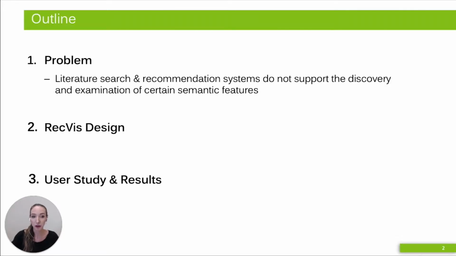First, we'll look at the problem I'm helping to solve with this research, which is that literature search and recommendation systems do not support the discovery and examination of certain semantic features that exist in academic literature, but which are of interest to researchers. And I will introduce those features to you soon.